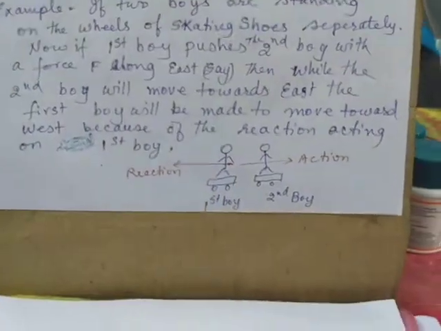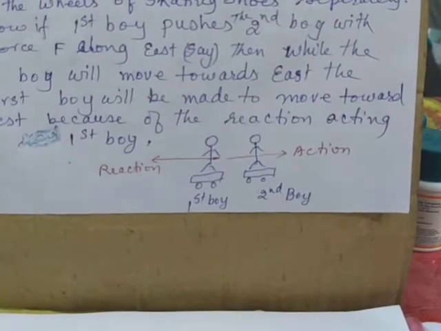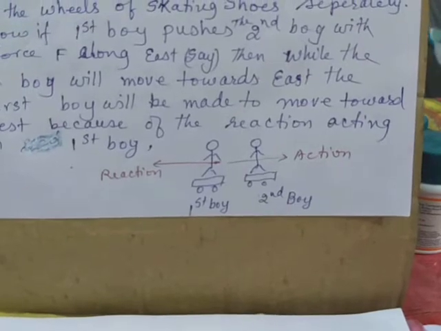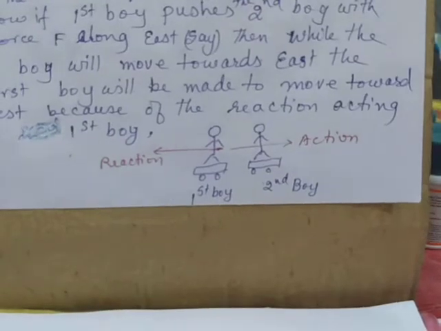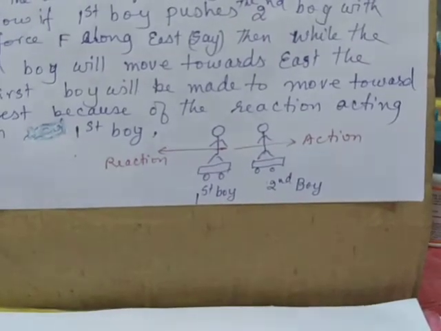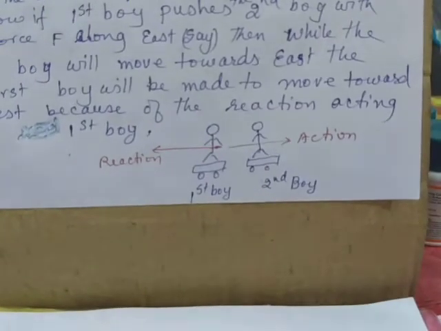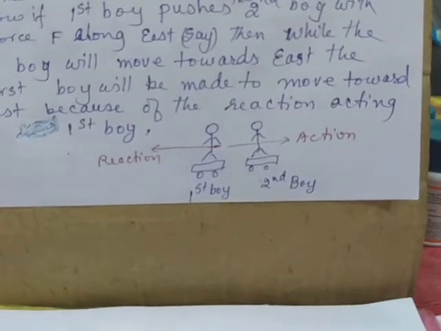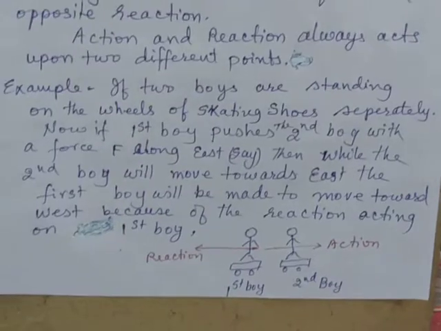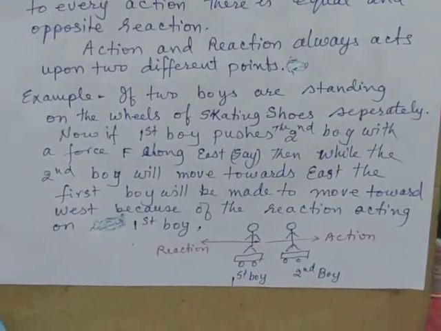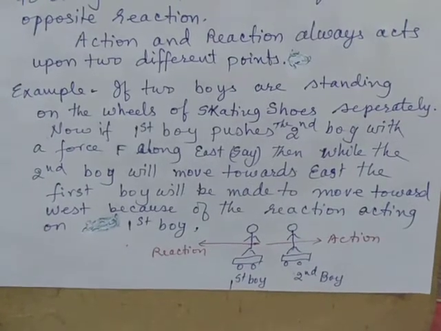So as you see in the diagram, these two boys were standing on skating shoes. One boy is pushing the second boy, that is action. The second boy is moving away from him, but in turn the second boy creates a reaction force acting on the first boy, and therefore the first boy is also being pushed back. It is always essentially happening that action and reaction always act on two different bodies.